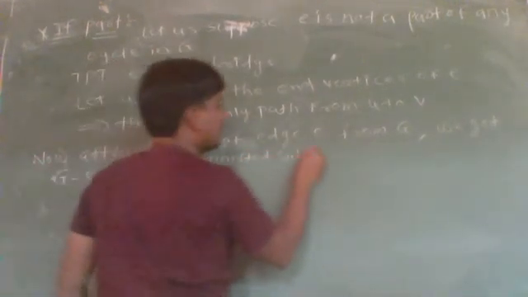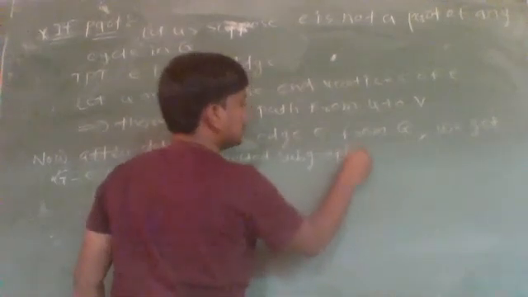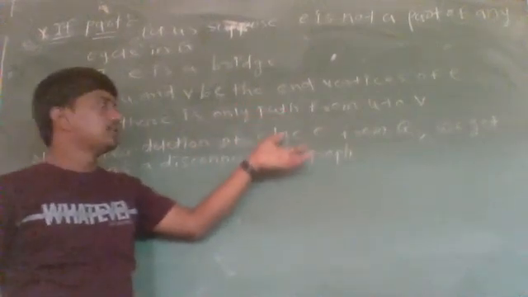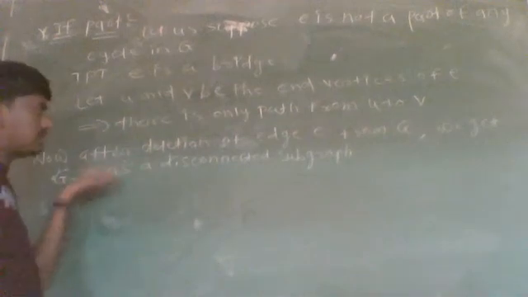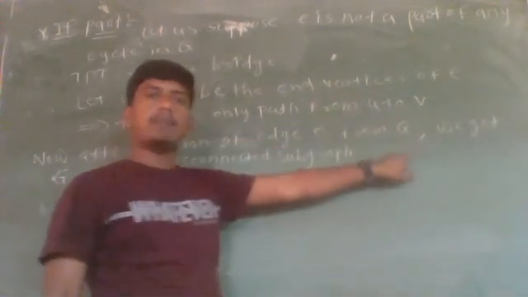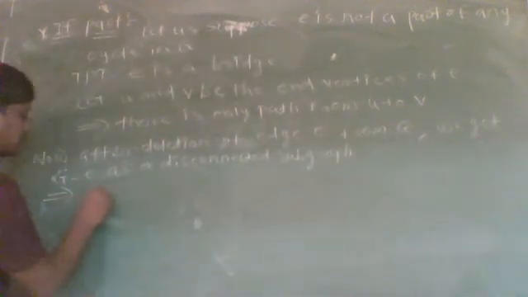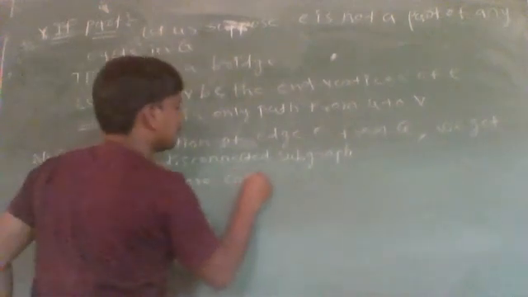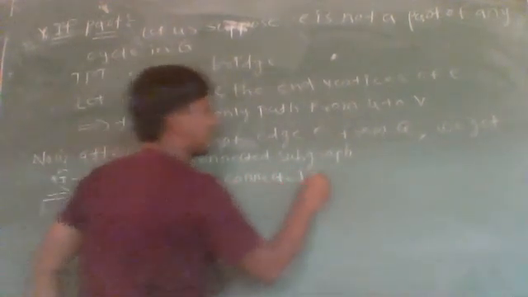G minus E is a disconnected subgraph since there is only one path from vertex U to V. When we remove edge E from graph G, vertices U and V belong to two different connected components of G minus E, so the graph G minus E is disconnected. Hence G minus E has more connected components than G.